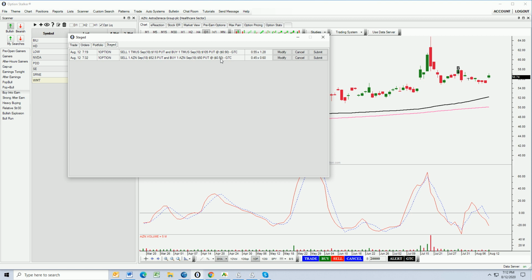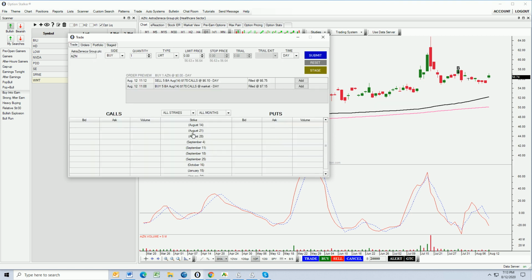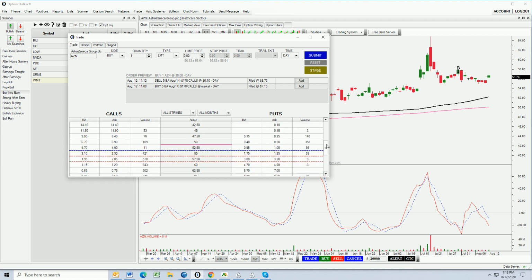I think we're going to get filled on this one right away tomorrow. We're going to be hanging on to it for a month. If it's successful, we're going to make a 25% return on it. That's a nice return in 4 weeks.